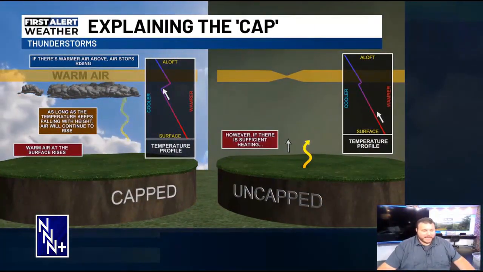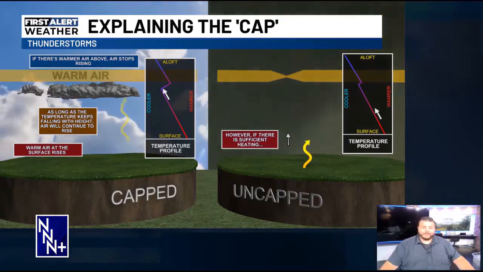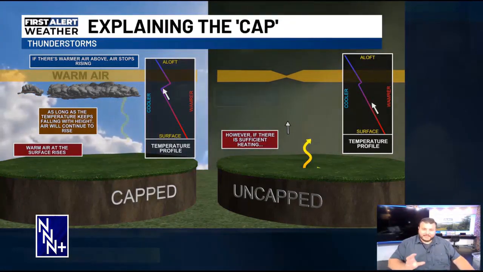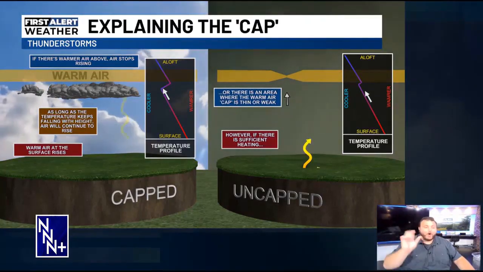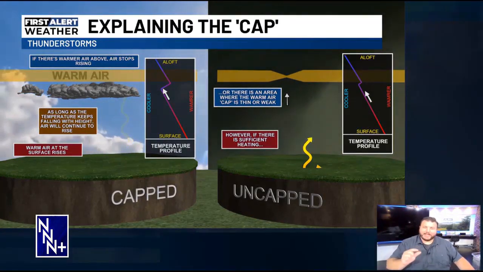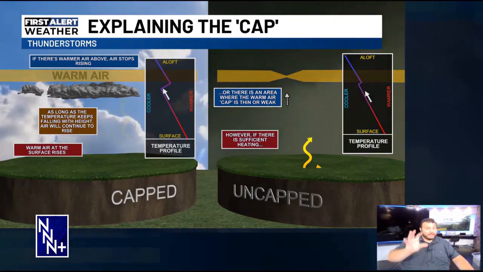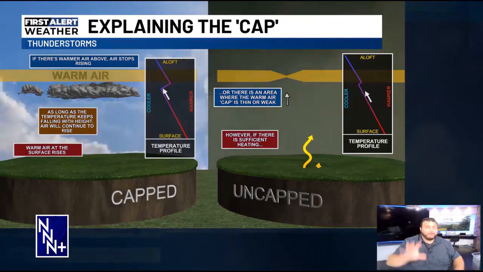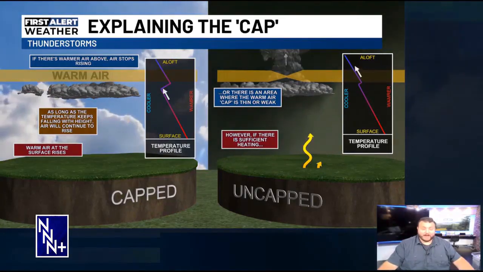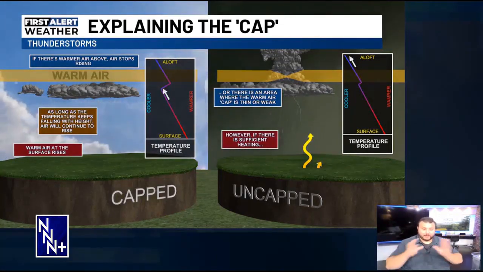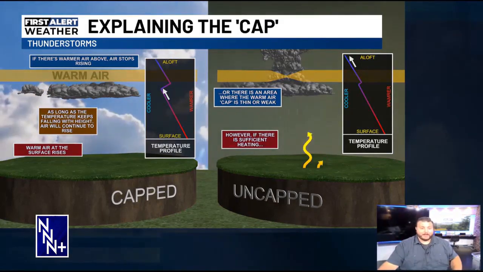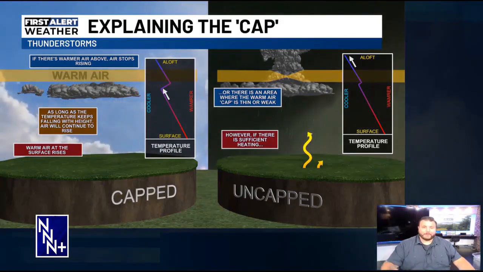Now, an uncapped atmosphere or a weak cap. If there's sufficient heating, if it's really warm at the surface, we're able to see that air rise pretty quickly, or there's an area where the cap is thin or weak. We can actually see that warm air, because it has momentum, it's already rising, can bust through that cap and access, once again, an environment where the air around it is colder than the parcel of air. And then we start to see severe thunderstorms develop with that cap eroding away.